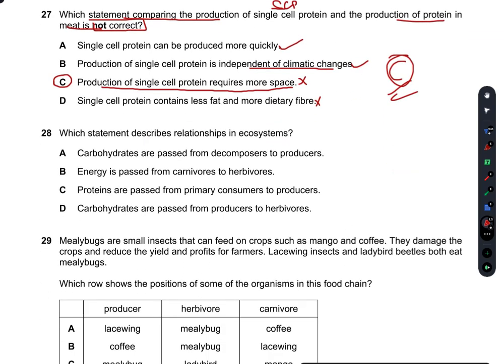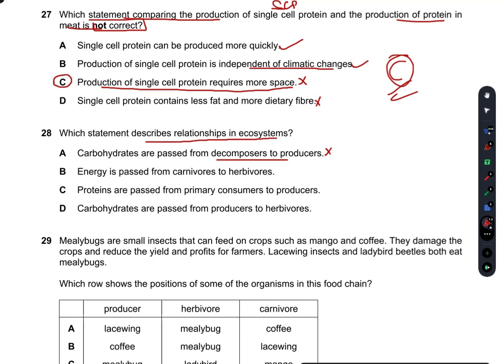Which statement describes relationships in ecosystems? Carbohydrates are passed from decomposers to producers. No. Minerals are passed from decomposers to producers. Yes, I think I'm right. I'm not sure about this.